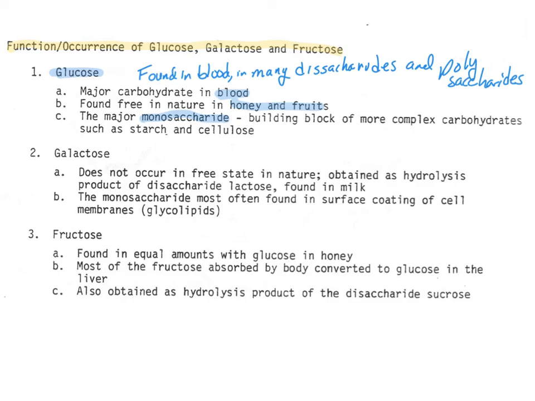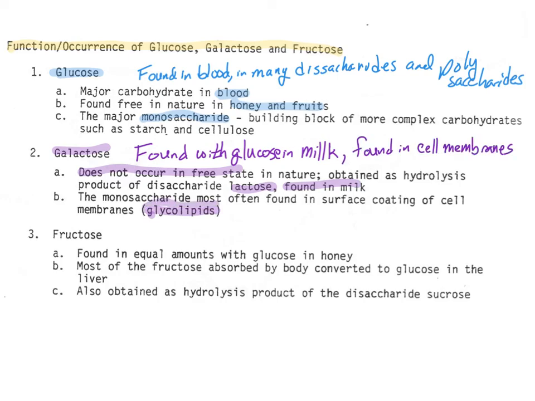Next we can see galactose. Now galactose is unusual. It is not found normally by itself. It is generally found bonded to glucose in the disaccharide lactose, or we find it commonly on the surface coating of cells in the glycolipids. Remember, that was the sugar, the monosaccharide found in the glycolipids. The most common one is galactose.